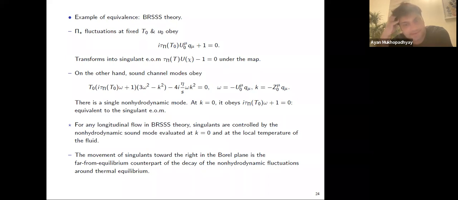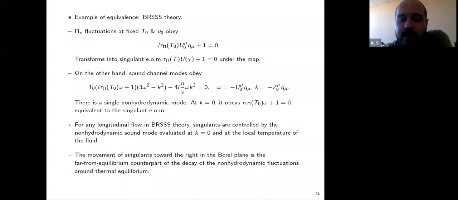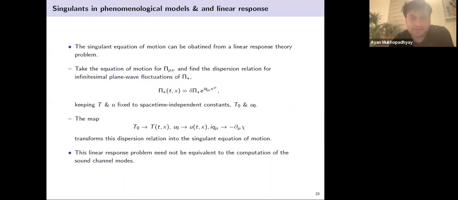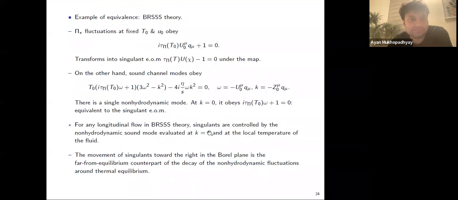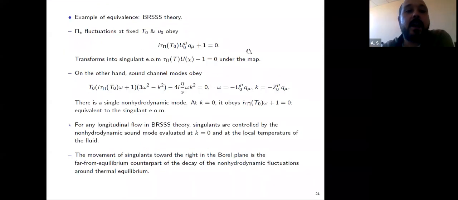If it's not BRSSS, but some other theory, you have to somehow by hand ignore the spatial derivatives of pi star? No. You take them into account to find the singular equation of motion, and you find it in general. It just so happens that the correspondence between this linear response problem and the computation of the sound modes breaks down.